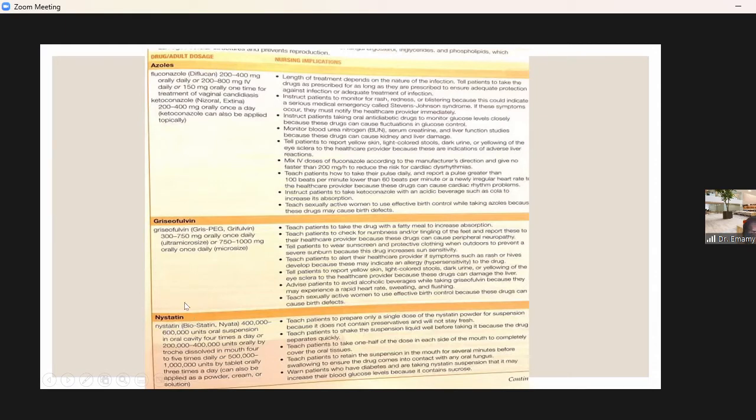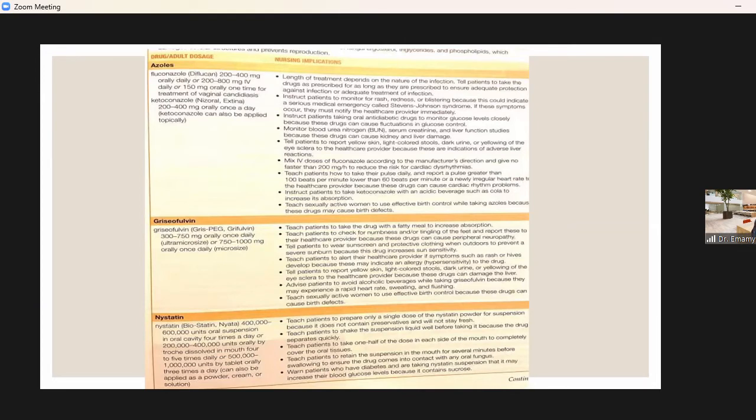Nystatin is a very famous antifungal medication because you give oral solution of nystatin for oral candidiasis and vaginal nystatin for vaginal candidiasis. If your patient has oral candidiasis, you give nystatin solution, for example, 600,000 units every 6 hours. The patient needs to rinse their mouth and swallow it to get the nystatin to the esophagus too. For vaginal candidiasis, you give nystatin vaginal cream.